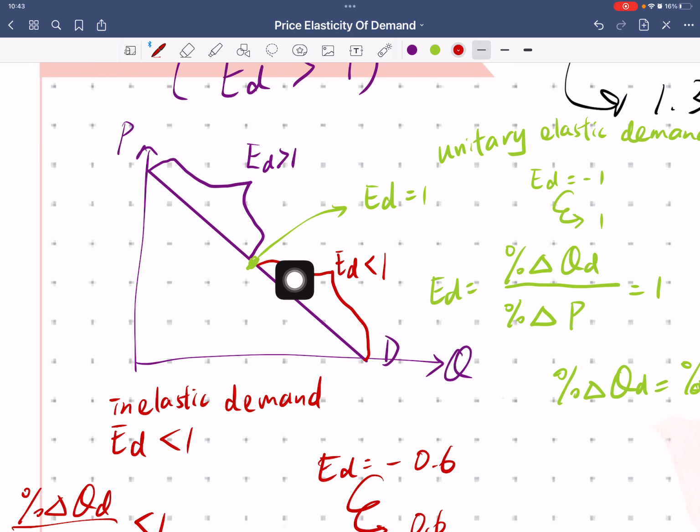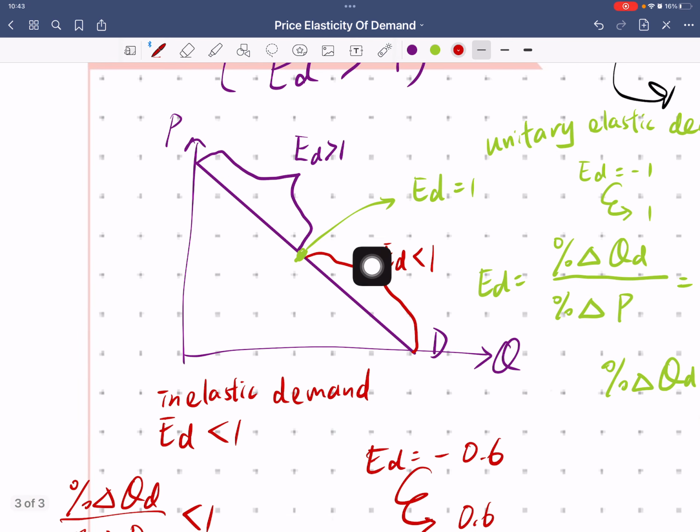So for the respective sections of a downward sloping demand curve, the midpoint is the unitary elastic demand, the left and upper part is the elastic demand, and the right bottom part of this demand curve is the inelastic demand.